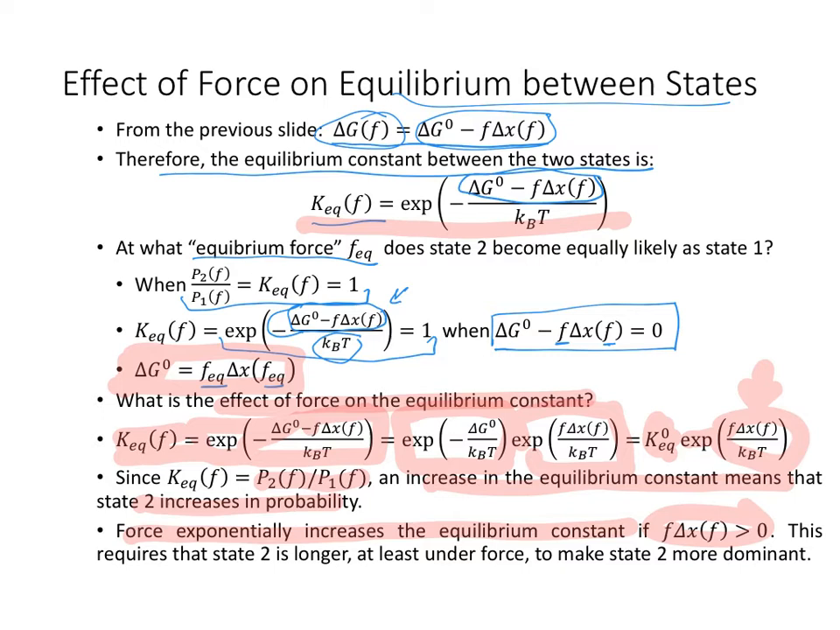So this requires that state 2 is longer, that delta x of F is greater than 0. That means state 2 at the force is longer than state 1 at that force, because we've assumed force is tensile. So that's what's required for the force to exponentially make state 2 more dominant.